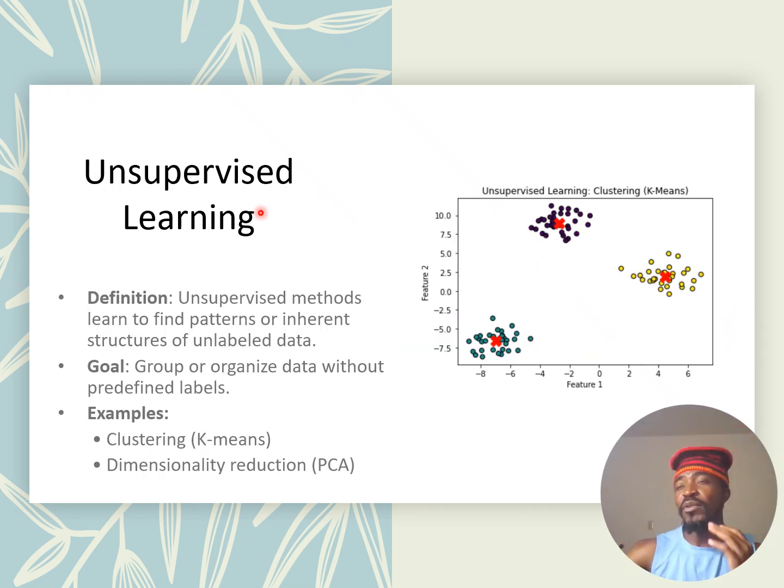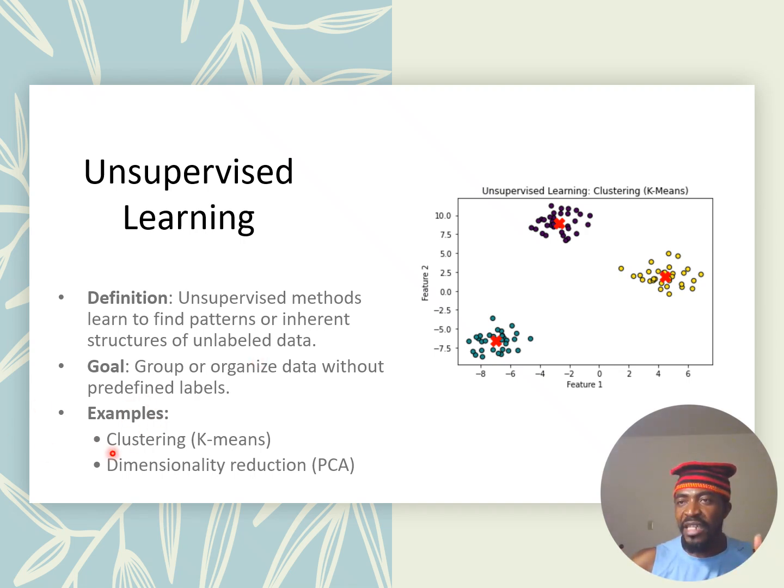So the second type of machine learning that we're going to see here is unsupervised learning. For unsupervised learning, these are methods that try to find patterns or inherent structures in unlabeled data. So meaning that for unsupervised learning, for every corresponding input, there is no output for it. So that data is unlabeled. So what the algorithm tries to do is just to find patterns in that data and see how it can put them into different groups.